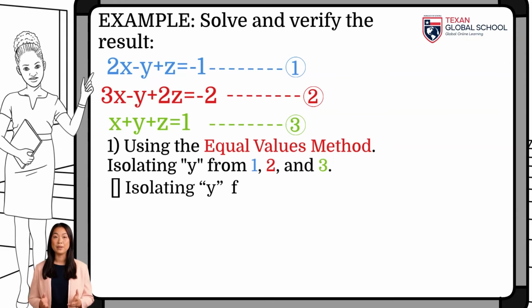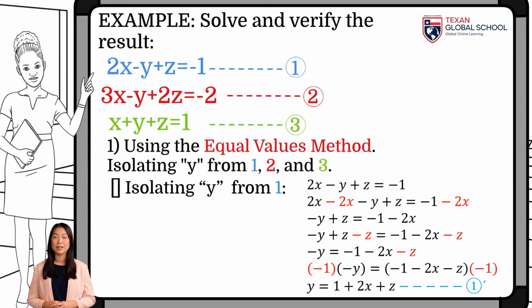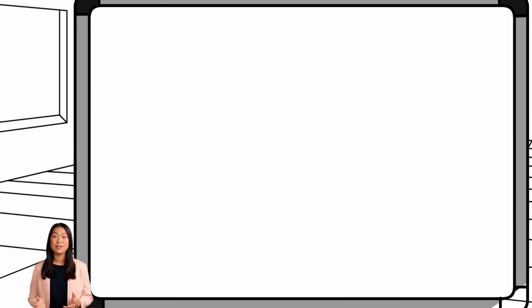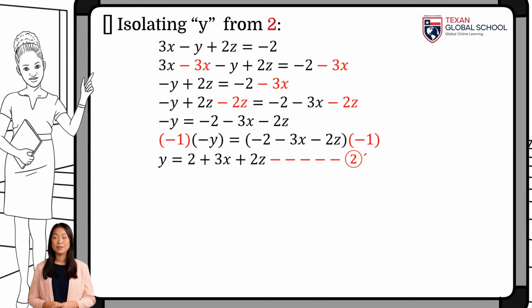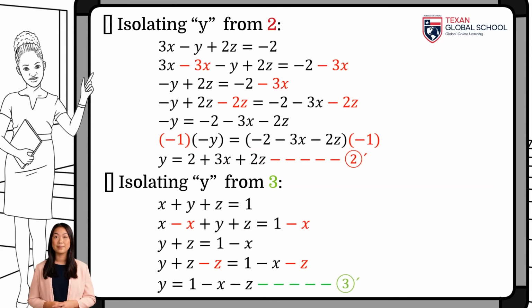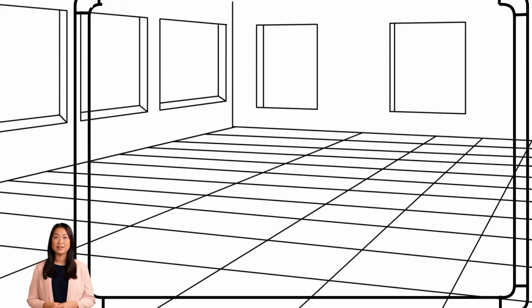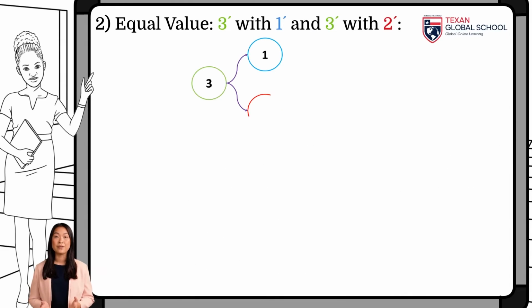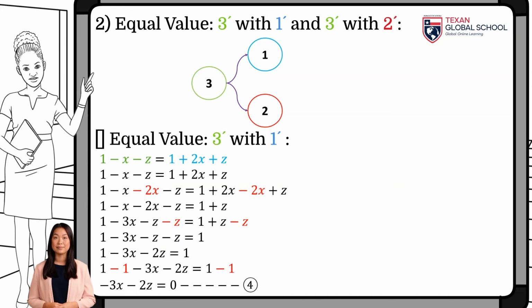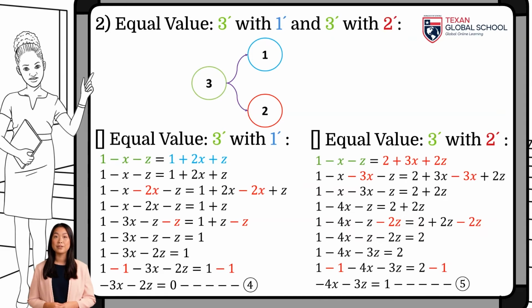Isolating y from 1 results in y equals 1 plus 2x plus z. Isolating y from 2, we get y equal to 2 plus 3x plus 2z. Isolating y from 3, y equals 1 minus x minus z. Now, we will involve those equations with each other. We will use the equal value of 3 with 1 and 3 with 2. In this way, the 3 by 3 system was reduced to a 2 by 2 system.